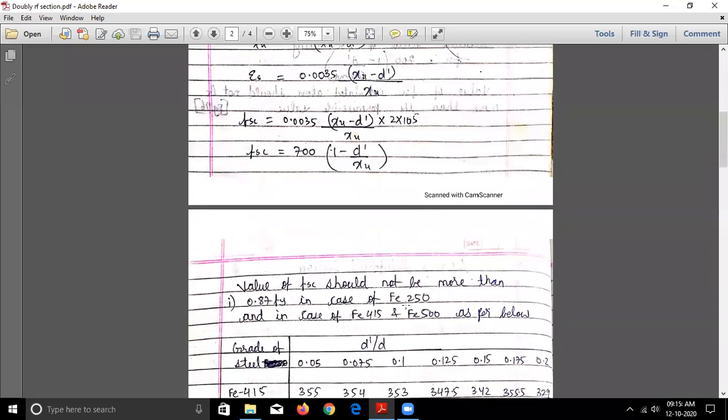Next, let us see the value of FSC. The value of FSC should not be more than 0.87 Fy in case of Fe250. So when the grade of steel is Fe250, the value of FSC should not be more than this 0.87 Fy.